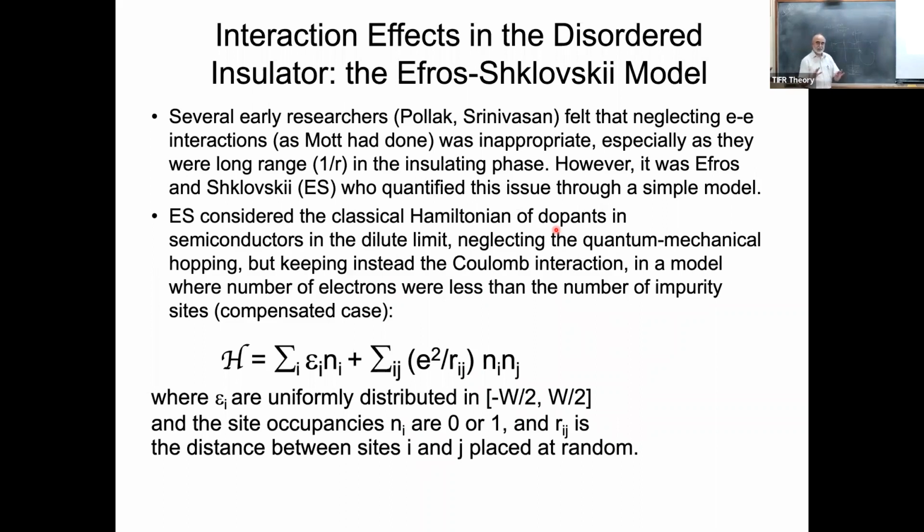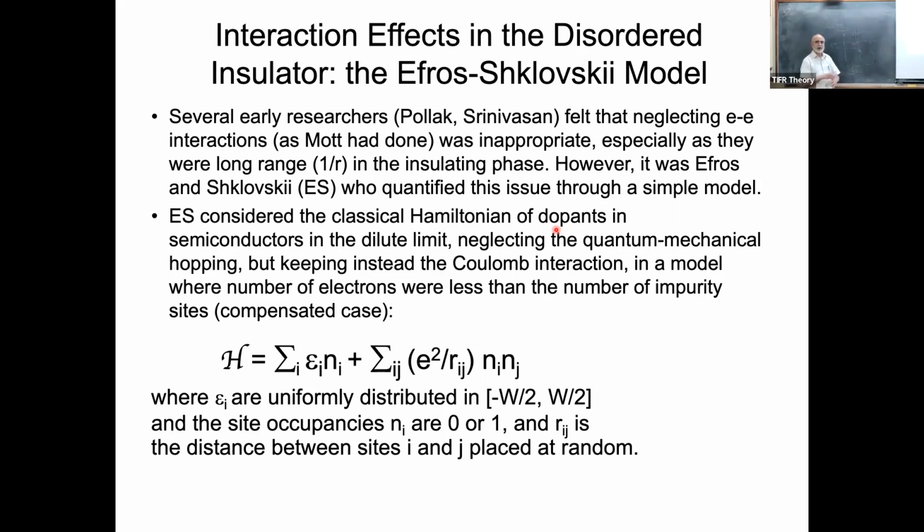So I want to take a little step back and then point to something that was pointed out in the 1970s by Efros and Shklovsky. So when Mott got his variable range hopping picture, it was done for non-interacting electrons. And there were several people, two that I know of. One was Mike Pollak, who was a professor at UC Riverside, I believe. And there was a graduate student at Chicago by the name Srinivasan, who I don't know much about after that.